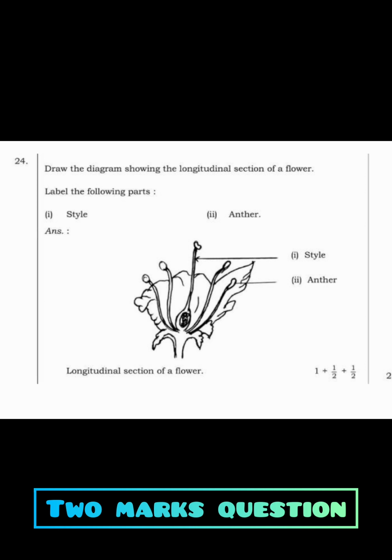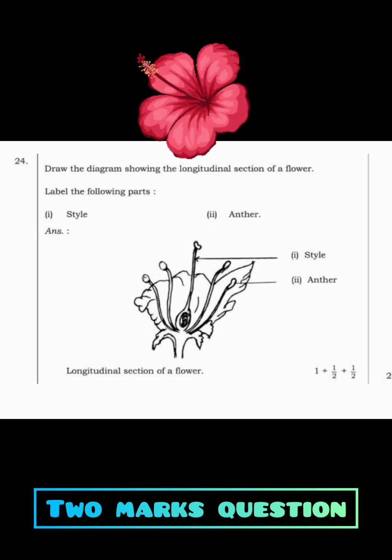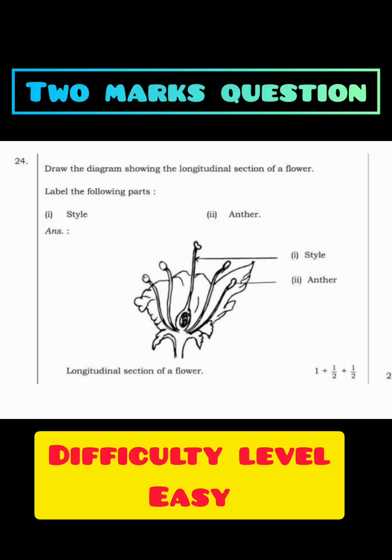Next 2 marks question. Draw the diagram showing the longitudinal section of a flower. Label the parts, that is style and anther. You have to practice almost all diagrams. Here below the stigma there is a long tube that is called the style, and these are anthers. These are male gametes. You have to mention here.